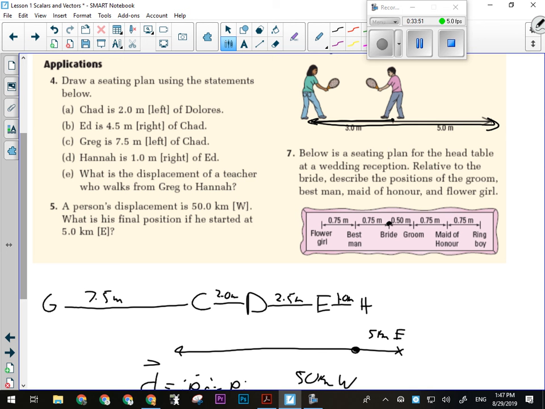Okay, maid of honor is 1.25 meters right of the bride, and the flower girl is 2 meters left of the bride. Sorry, 1.5 meters left of the bride. Okay, everybody all right with that?